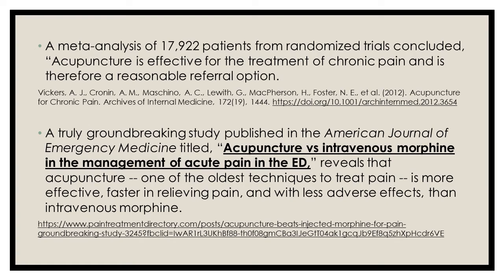A meta-analysis of over 17,000 patients from randomized trials, published in Archives of Internal Medicine in a paper titled Acupuncture for Chronic Pain, concluded that acupuncture is effective for treatment of chronic pain and is therefore a reasonable referral option. And a truly groundbreaking study published in the American Journal of Emergency Medicine, titled Acupuncture versus Intravenous Morphine in the Management of Acute Pain in the ED, stated that acupuncture, one of the oldest techniques to treat pain, is more effective, faster in relieving pain, and with less adverse effects than intravenous morphine.